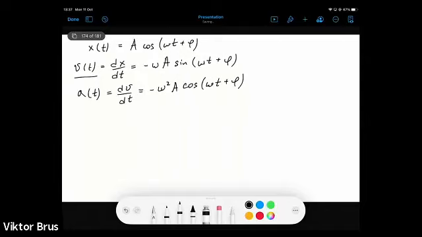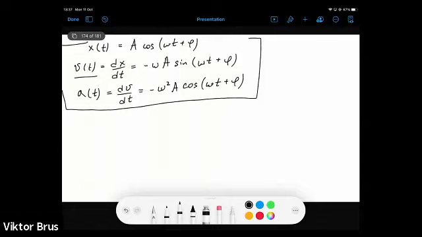So with this set of equations, we have all kinematic equations for simple harmonic motion of some particle. We have position as a function of time, velocity and acceleration also as functions of time.